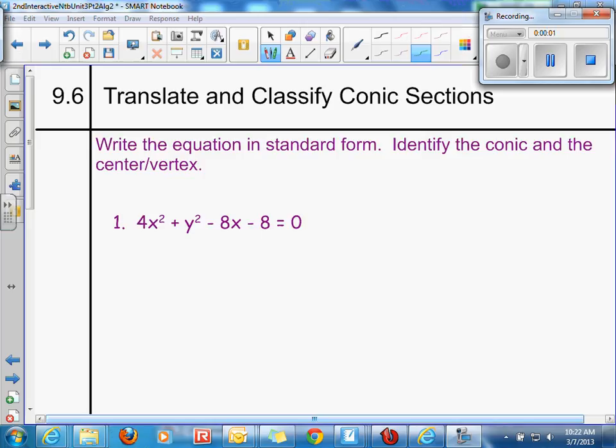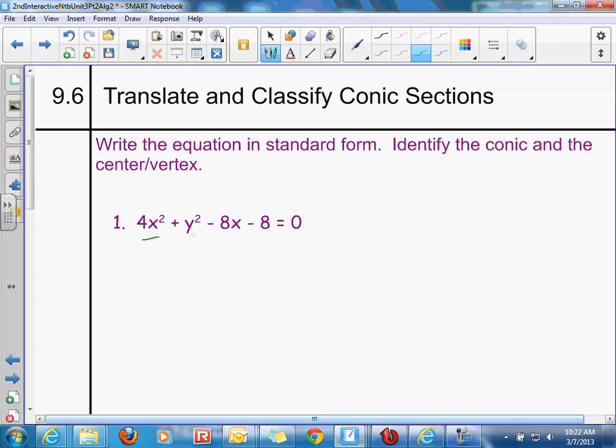Okay, on this problem, we are to write the equation in standard form, identify the conic and the center or vertex. The first thing I always do when I'm doing these problems is I need to know what it's supposed to look like. So I look at this equation and I'm noticing that I have an x squared and a y squared. They both have the same sign. That means I'm either a circle or an ellipse here. Since they have a different coefficient value, this is an ellipse.